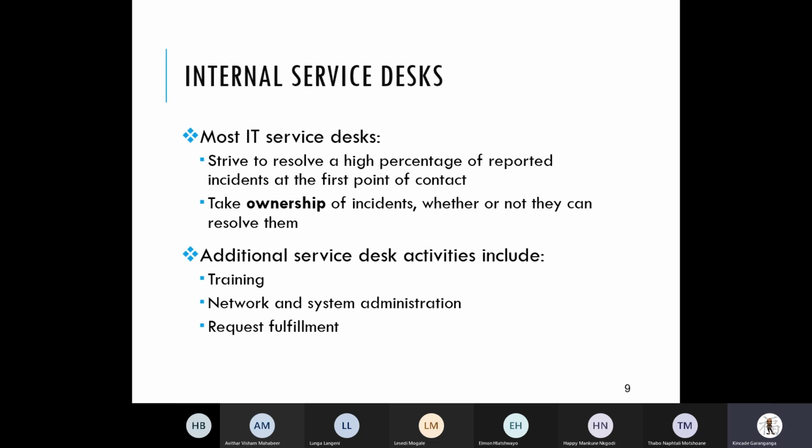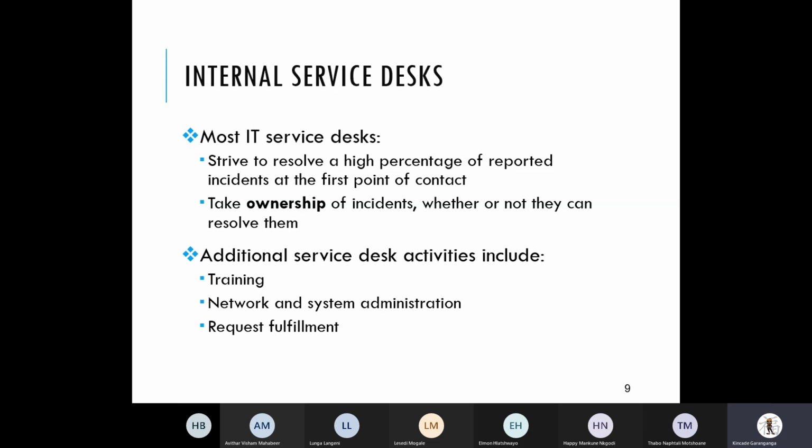So obviously, some additional service desk activities would look at training. And the training is not just for the product or the service, but also for how to deal with these clients. So this is also something you need to take into consideration. Obviously, there's also network and system administration, and fulfilling multiple requests.